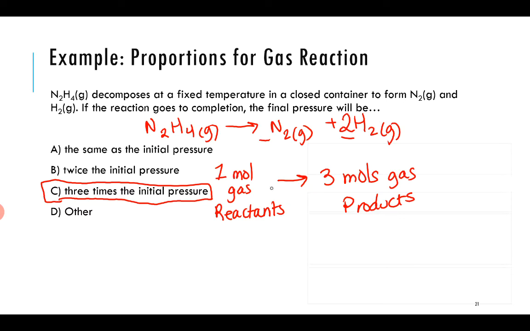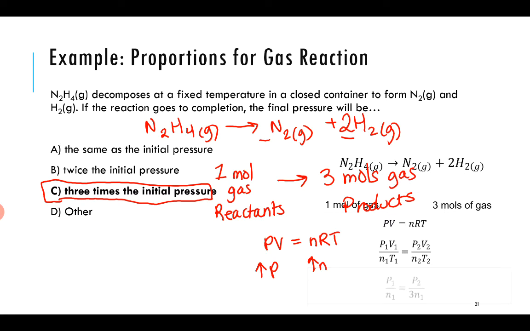If we look at our equation, PV is equal to nRT. So if we increase the number of moles, then my pressure is going to go up. So they are directly proportional. And you can also work it out mathematically if you want to.